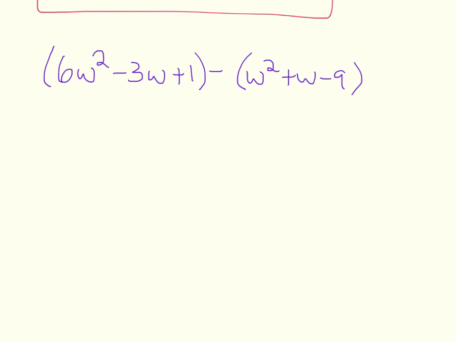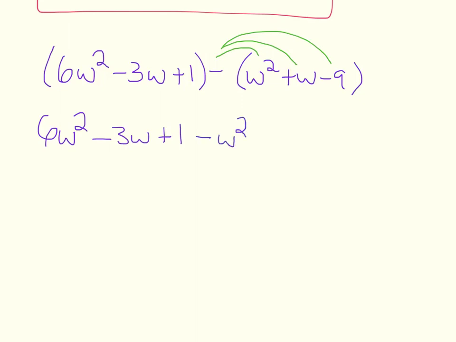Alright, so here's our last example with our first lesson on polynomials, subtracting. The first step is we just need to distribute the subtraction sign as a negative to everything inside the second polynomial. First polynomial we can just rewrite 6w squared minus 3w plus 1, and then this turns into minus w squared minus w, and then negative times a negative, it would be plus 9.